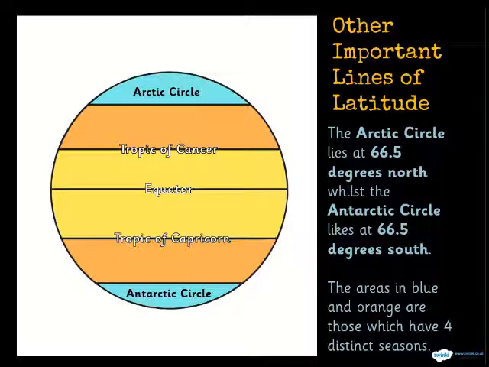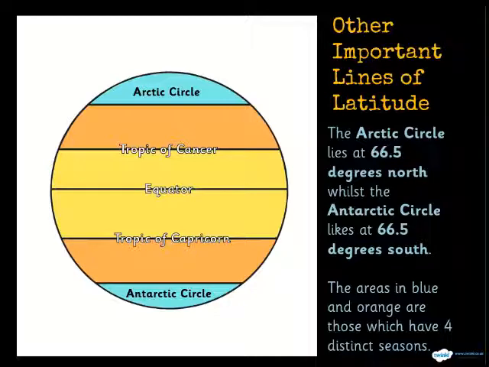Okay, other important lines of latitude. The Arctic Circle lies at 66.5 degrees north, while the Antarctic Circle lies at 66.5 degrees south. The areas in blue and orange are those which have 4 distinct seasons.